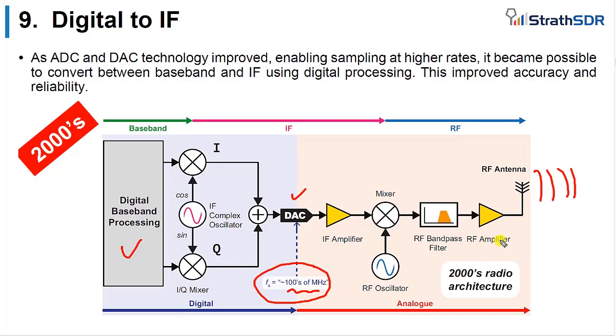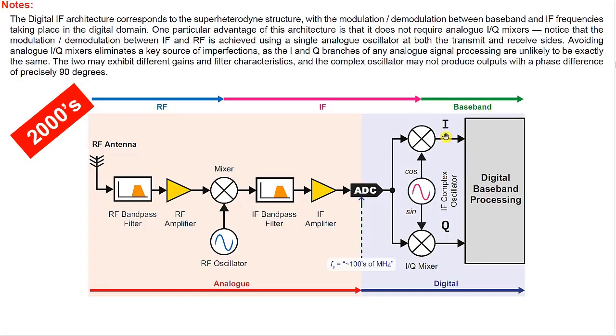At the receive side in the 2000s, we of course have the received RF antenna and bandpass filter, we demodulate, mix down to the IF stage, and then we have a final IF demodulator, which is digital.